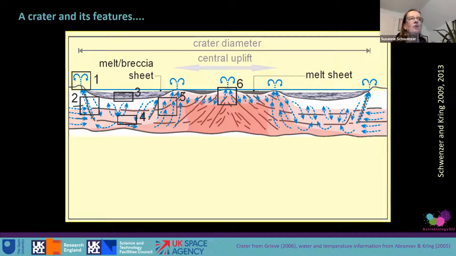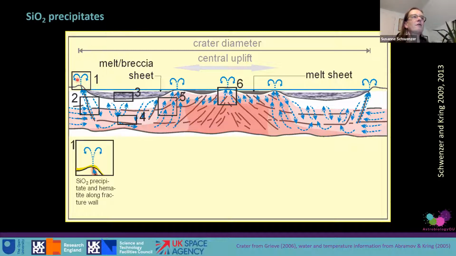I will now go through these 6 boxes and look at what's actually happening in them. So start up here. We've got a fracture that comes from deep down, transporting hot water up, reaching the surface. So what we will have is this sudden depressurization, sudden temperature change, and any of these fluids carries a lot of excess SiO2. So you can always expect SiO2 to precipitate. And you might also get some hematite, especially along the fracture walls where you have a lot of water flow. That would be the highest water to rock ratio scenario I showed you earlier.